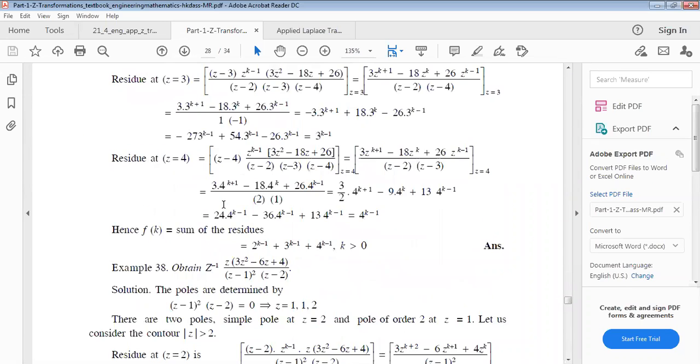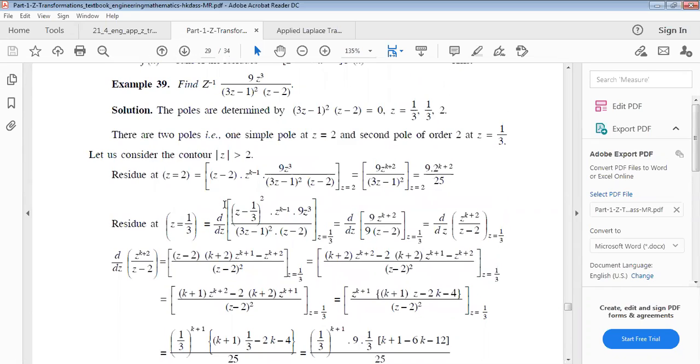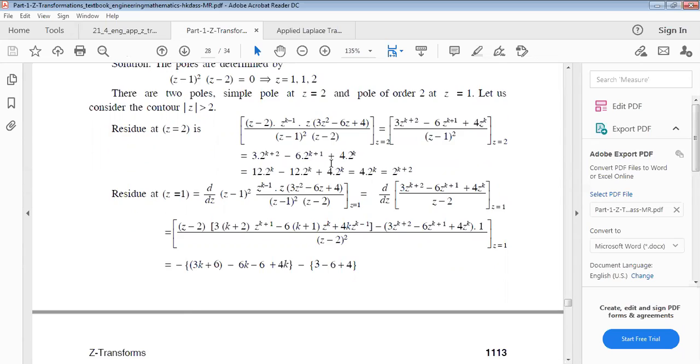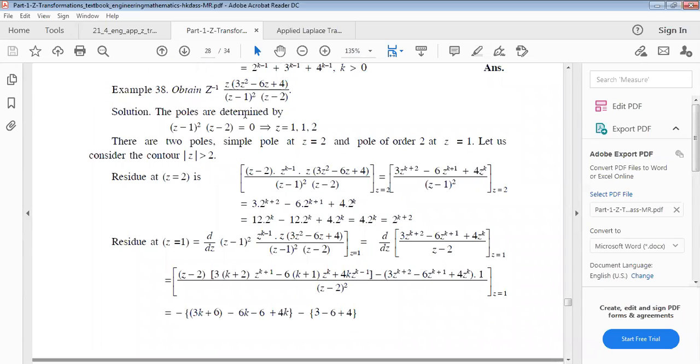Okay, now so the poles are only 1 and 2. If |z| is greater than 2, then the residue at z equals 2 can be written as (z minus 2) z to the power k minus 1, the whole function, the given whole function, right? Now z minus 2 will be cancelled, then we get this. After putting z equals 2 in the whole term of the numerator and denominator, we get the sequence 2 to the power k plus 2.